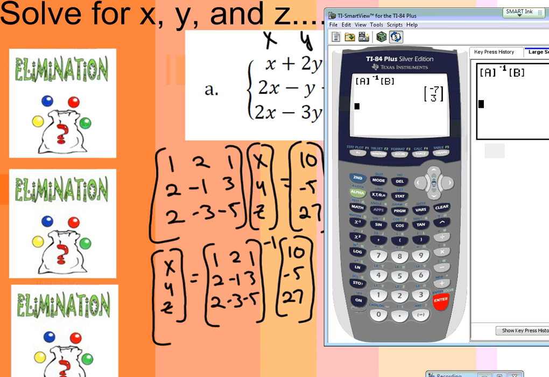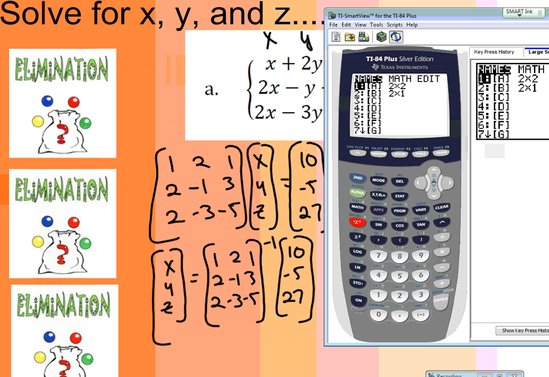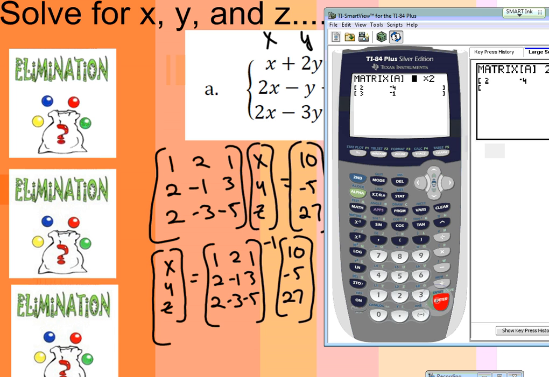Okay, so let's kind of go back to the matrix. I know, resist the urge to make your jokes about the movies. So right now you got a 3 by 3. So I want to put that in: 1, 2, 1, 2, negative 1, 3, 2, negative 3, negative 5. All right, so there's the first matrix.